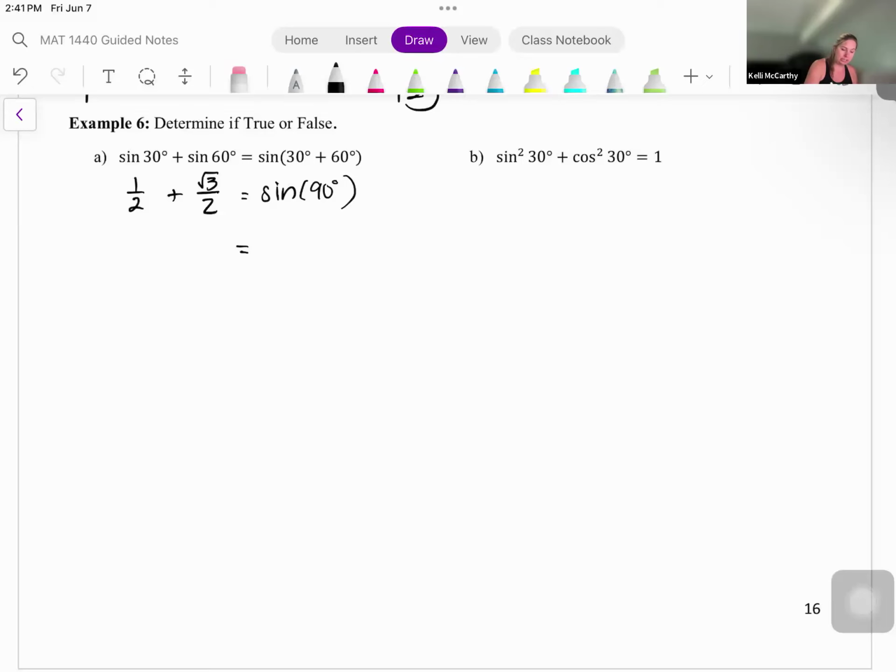Sine of 90 degrees, again, that's our quadrantal angle. Terminating at the positive y-axis is 1. Which is not equal to 1/2 plus the square root of 3 over 2. So this statement is false.